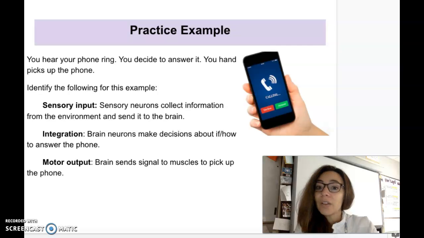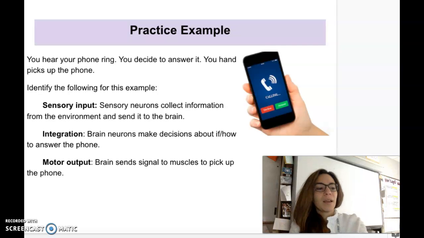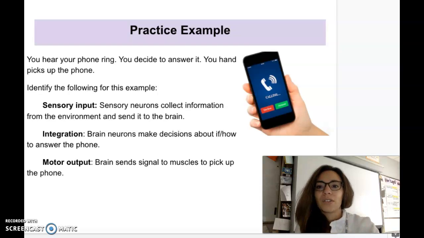All right, so if you hear the phone ringing, those are your senses. So we are sensing that information, collecting information from the environment. That's the sensory input here. The integration would be the brain making a decision of, do we want to answer the phone? Do we like this person? And how do we answer a phone, right? Those are the decisions you're making, and the motor output would be the actual muscles in your arm and hand picking up the phone, pressing the button to answer it, lifting it to your ear.